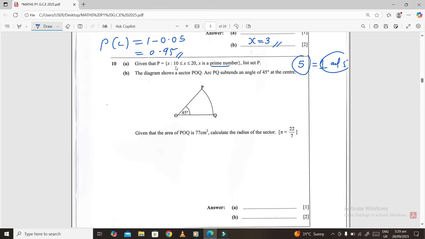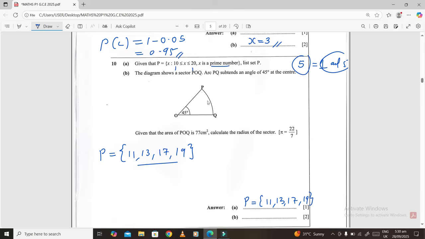Now these people are saying we list the prime numbers from 10 to 20. Which are there from 10 to 20? So we shall say P is equal to 11 is a prime number, 12 no, 13 yes, 14 no, 15 no, 16 no, 17 yes, 18 no, 19 yes. So these are the prime numbers we are talking about: 11, 13, 17, 19.